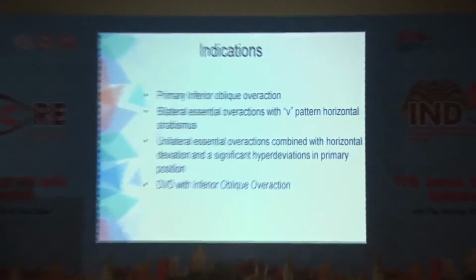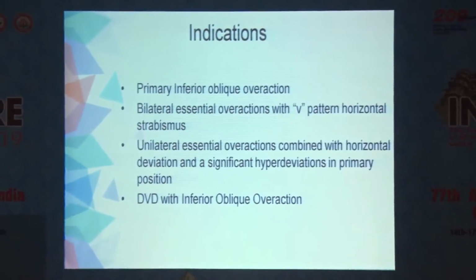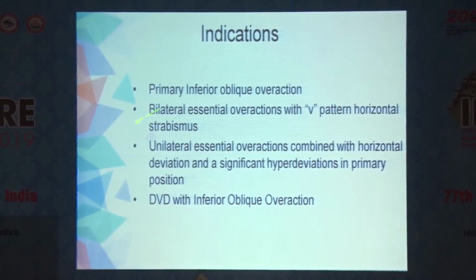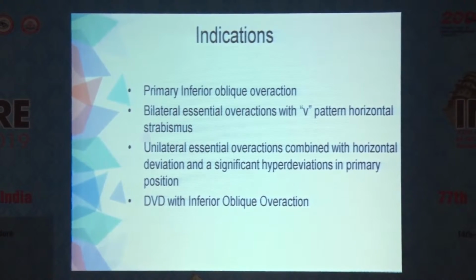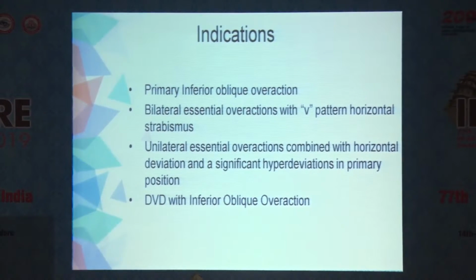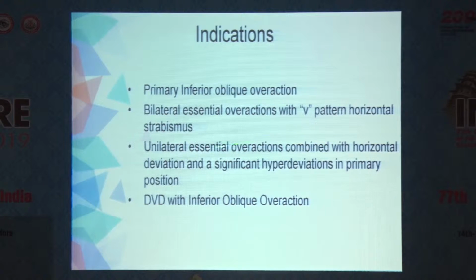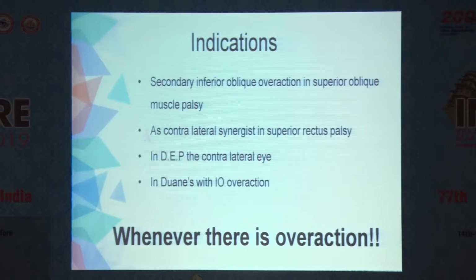So the indications are obviously multiple. You can have a primary inferior oblique overaction. You could have bilateral essential overactions with V pattern with horizontal strabismus, unilateral essential overactions combined with horizontal deviation and a significant hyperdeviation in primary position. One can have a dissociated vertical deviation with inferior oblique overaction. Multiple indications, basically whenever there is an overaction, you can tackle inferior oblique.